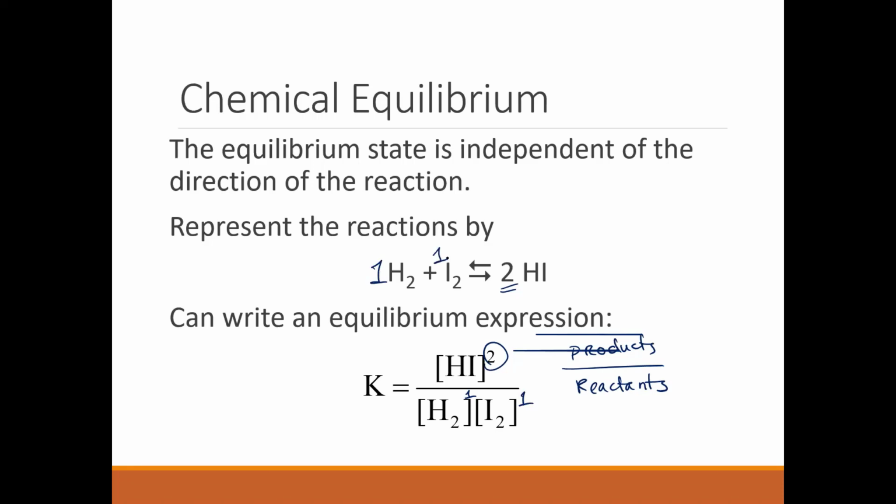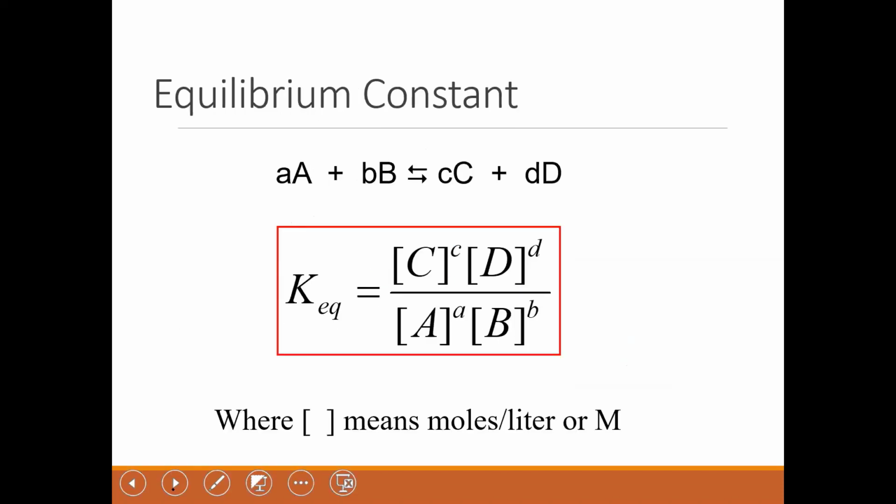There's an implicit 1. And we can write a general form for the equilibrium expression, and it's just A moles of A reactant plus B moles of B react to form C moles of C plus D moles of D.